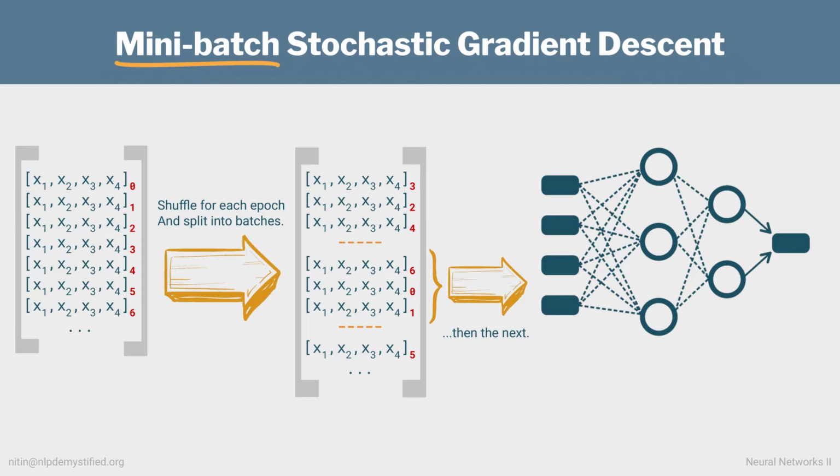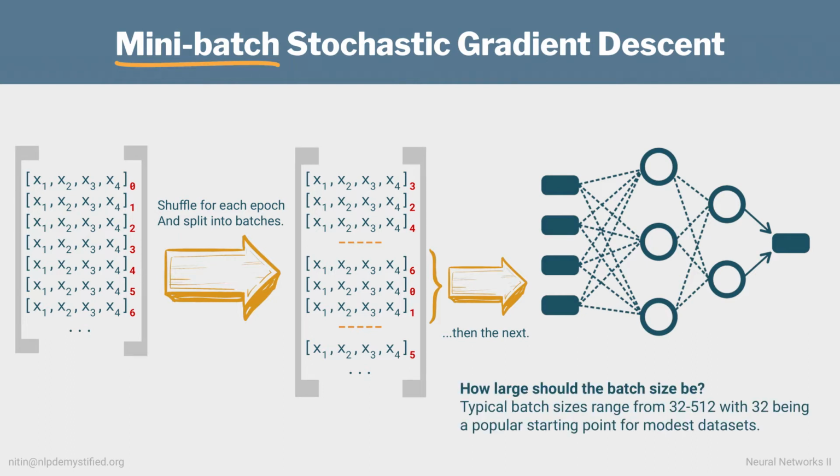One full run through the dataset is called an epoch, and this is what we did in the demo in Neural Networks 1. In terms of batch size, it varies depending on the dataset. It typically ranges between 32 to 512, with 32 being a popular starting point for modest datasets, and it can get larger from there depending on the dataset size and hardware available.